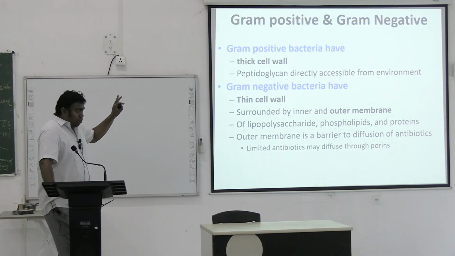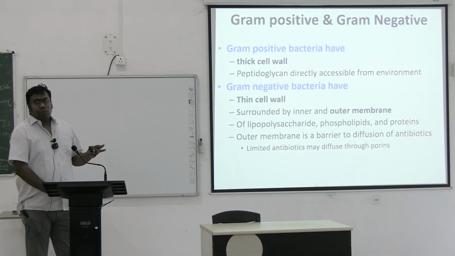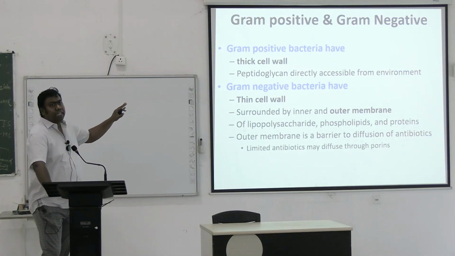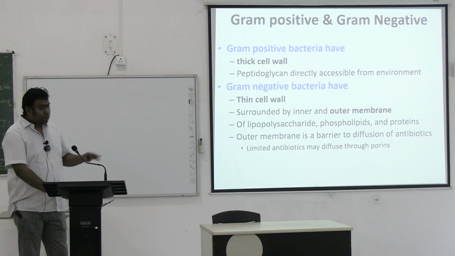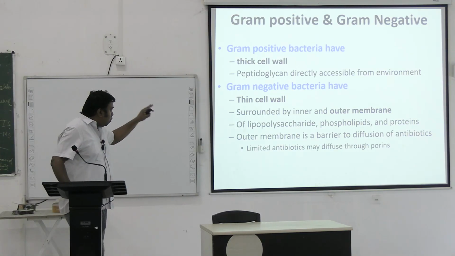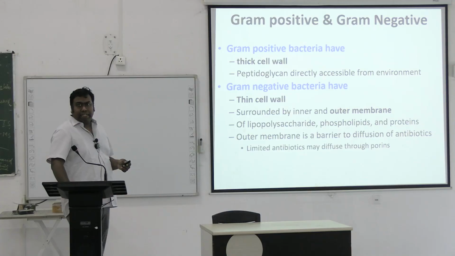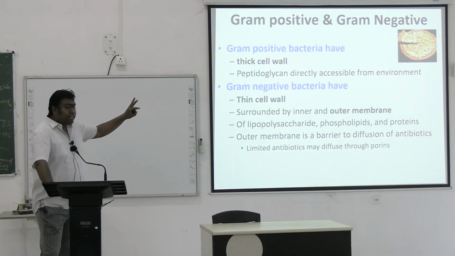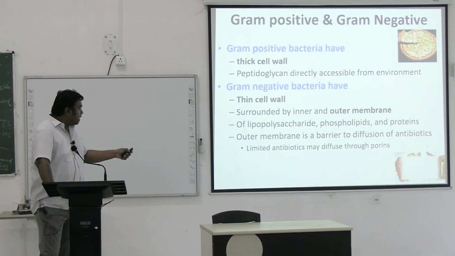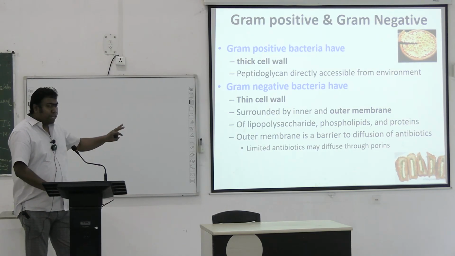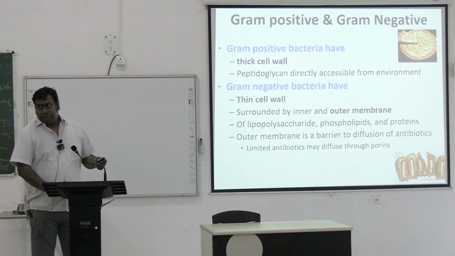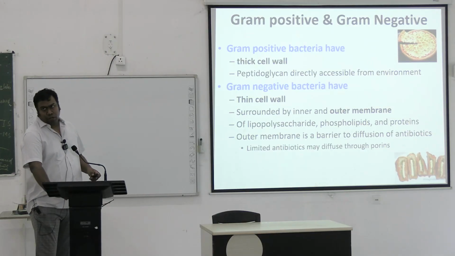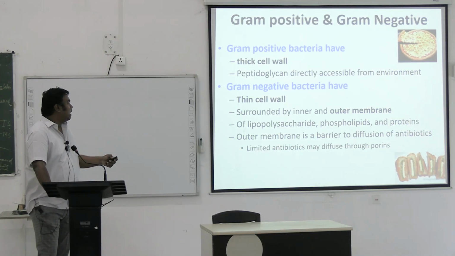Similarly, we mostly have two types, gram positive and gram negative. In gram positive, the peptidoglycan is easily accessible, whereas in gram negative bacteria, though it is a thin wall, it is not easily accessible. It is sandwiched between polysaccharides, proteins and phospholipids.